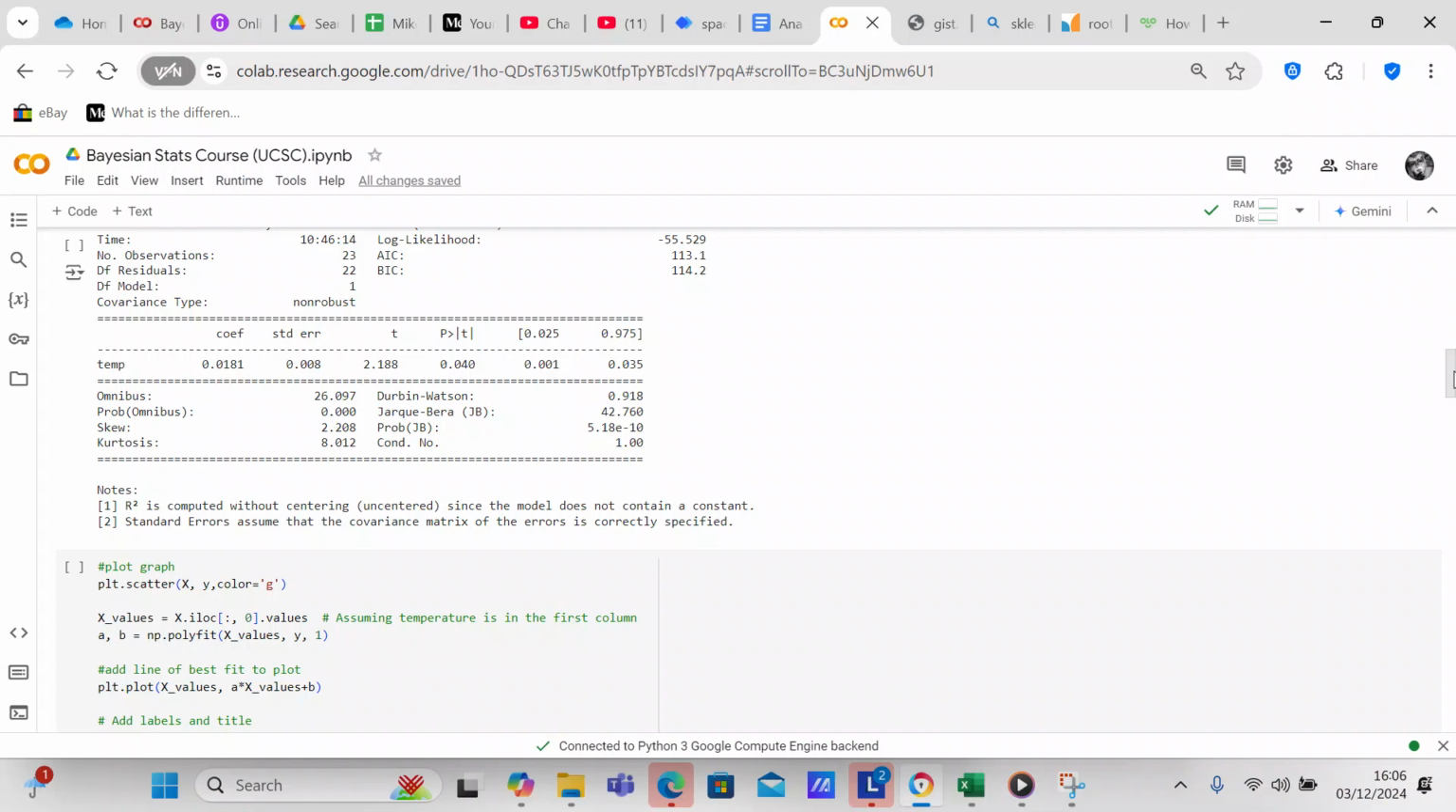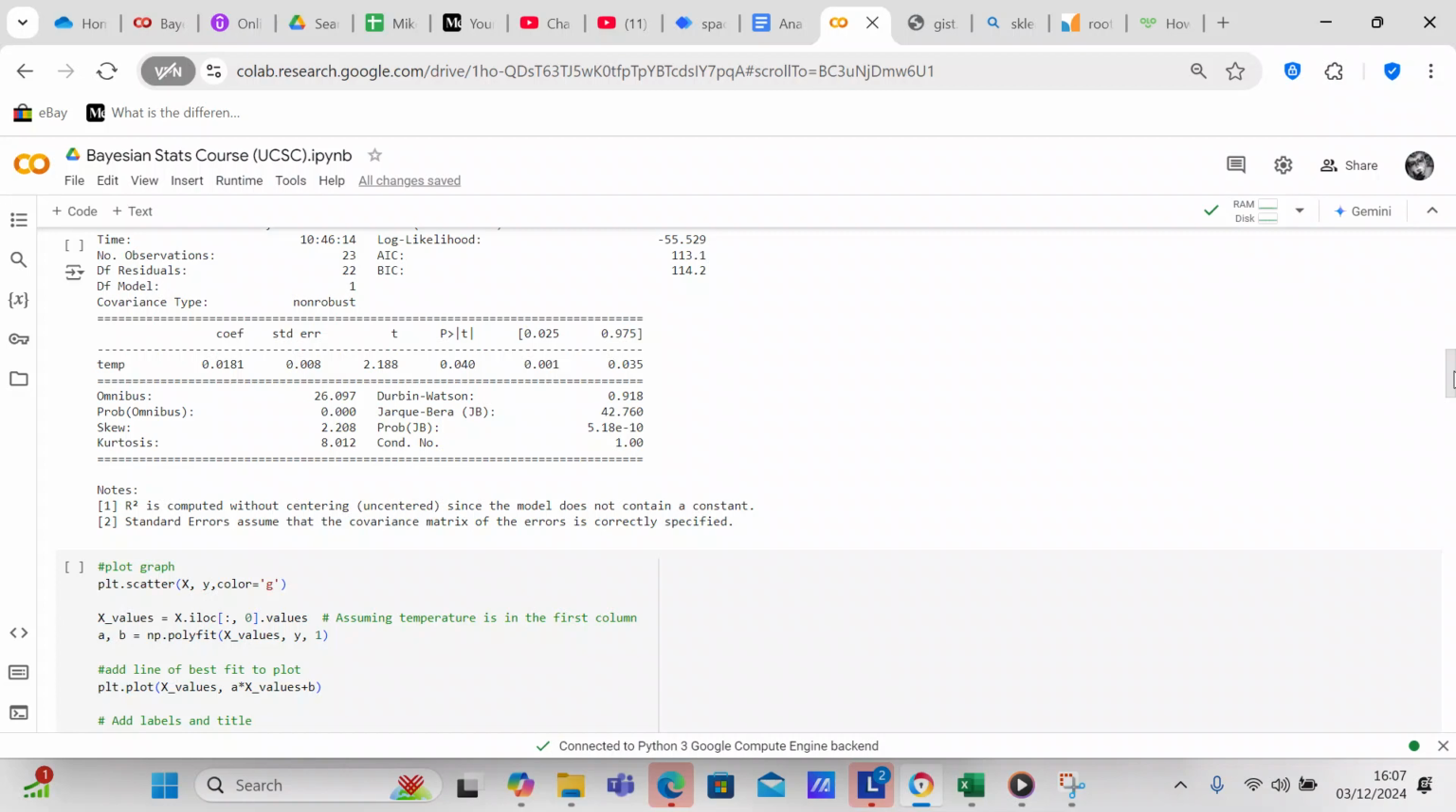And it talks about the omnibus, which is 26097. Your prob omnibus is 0. Your skew is 2.208. Your kurtosis is 8.012. Durbin-Watson is 0.918. Jarque-Bera is 42.760. Prob Jarque-Bera is 5.8 to the -10. And condition number is 1.